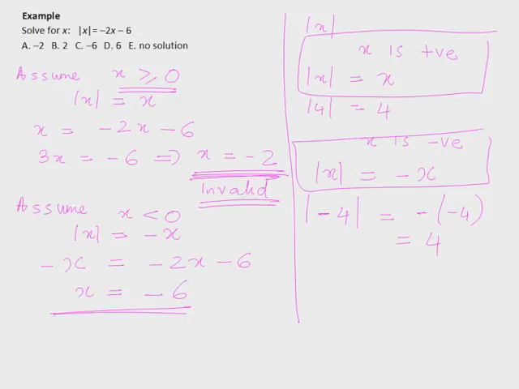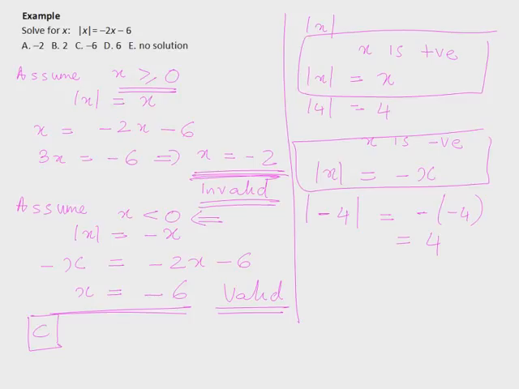Fine. Now it looks reasonable because when x is minus 6, x is less than 0. I have not contradicted my assumption. So x equal to minus 6 is a reasonable solution. It is a valid solution. So my only solution is C, x equal to minus 6. What's the best way to confirm this?